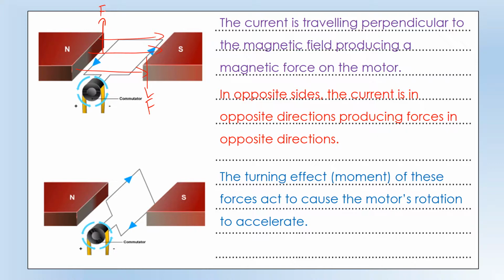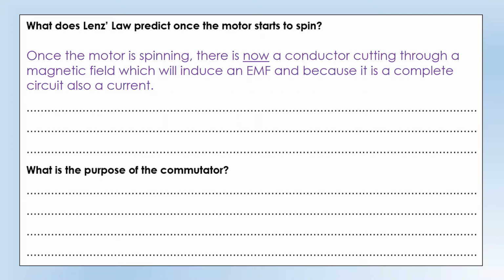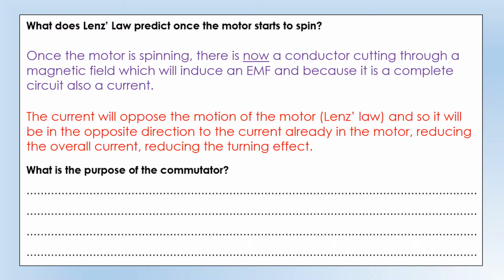Okay, so how can we update that now? Well, what does Lenz's law tell us about the motor when it starts to spin? Well, once the motor starts spinning, there is now a conductor, because remember, a motor is wrapped in coils of wire. So we've now got a conductor cutting through a magnetic field, which we've seen in previous videos will induce an EMF. And because it's in a complete circuit, that EMF is going to cause a current. So that's what Faraday's law tells us. Lenz's law tells us the current will oppose the motion of the motor. And so it will be in the opposite direction to the current already in the motor.